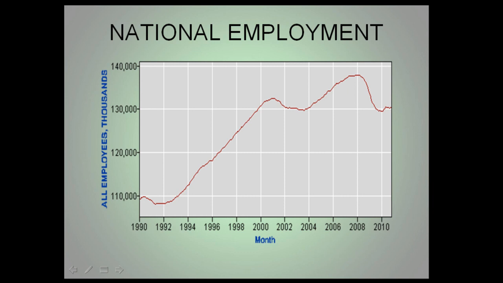Let's look at national employment going back to 1990. The scale at the left, 110 million jobs in the U.S. as of 1990, ramped up very, very nicely to 130 million in the year 2000. It's normally accepted that the economy needs about 150 to 200,000 jobs a month to accommodate population growth. So we had that really through the 90s.